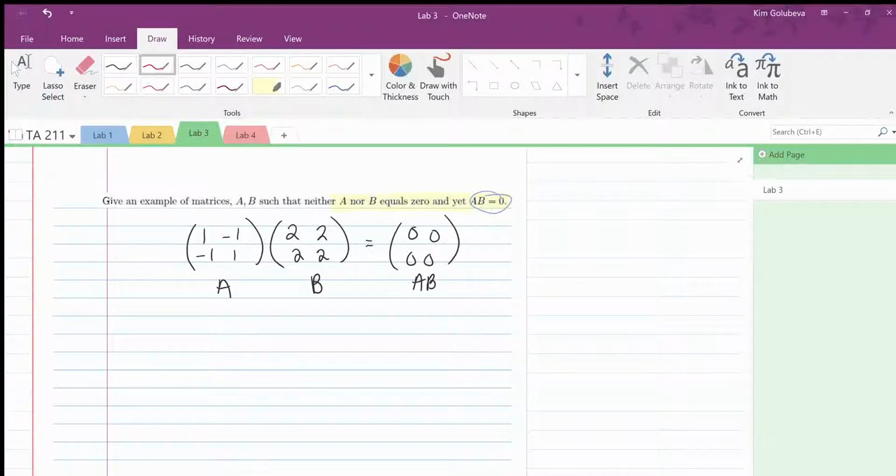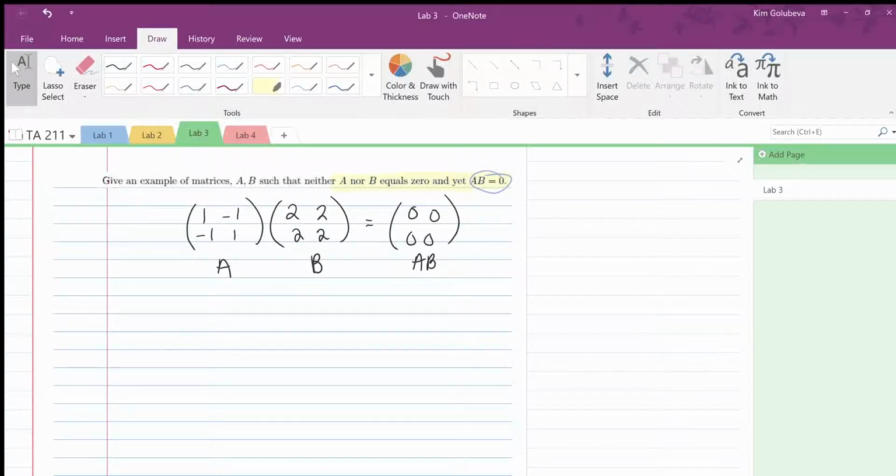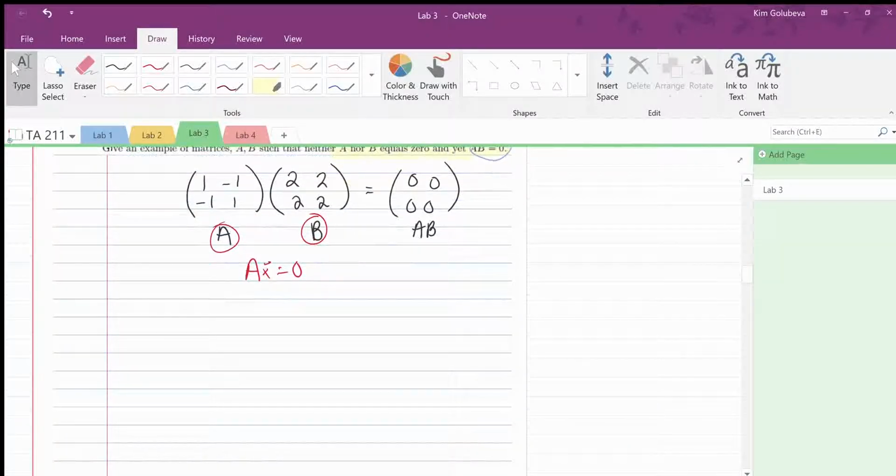So this one is essentially asking us to find non-trivial solutions to AX equals 0. Non-trivial meaning where neither A nor B equals 0. It's basically the same sort of thing that we did in the first question: we just want to play with these positive and negative signs and figure out a B where we can cancel the values out to give us 0. Okay, so I think you guys are pretty good with that.